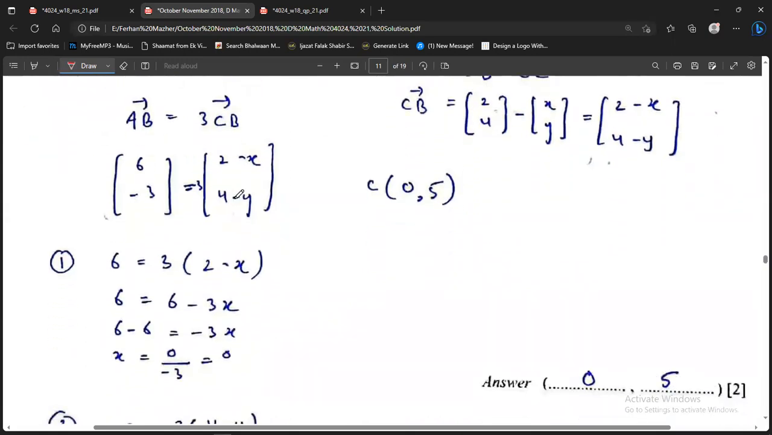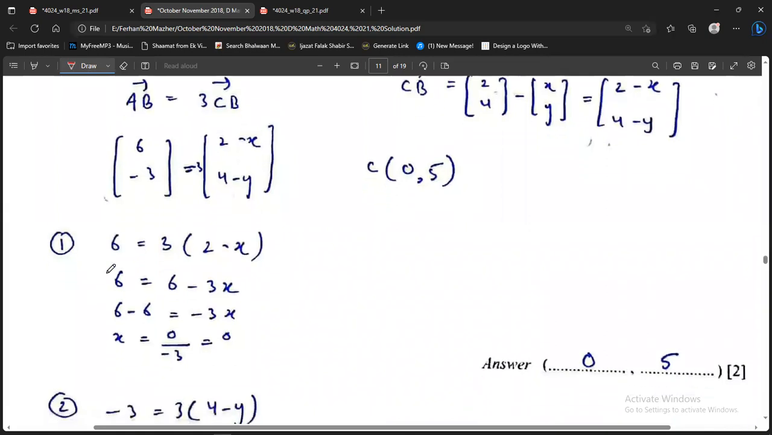When you compare these two, you will have 6 equals to 3 into 2 minus x. So it will be 6 equals to 6 minus 3x. So 6 minus 6, that will be 0. So the 3 will go on the other side, will divide. So x value is 0.